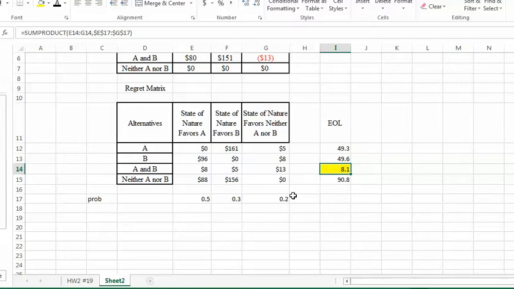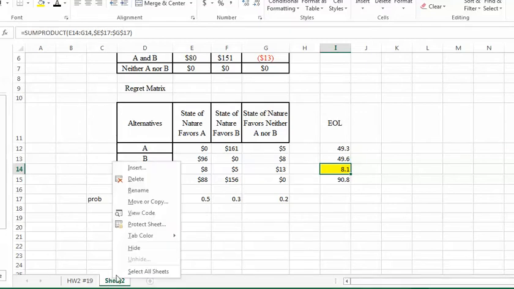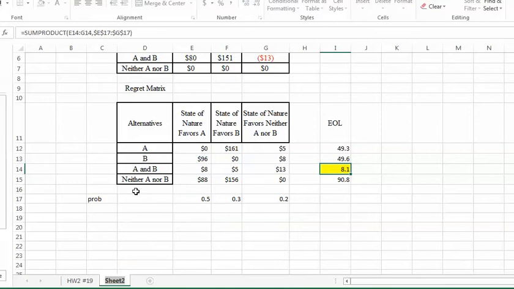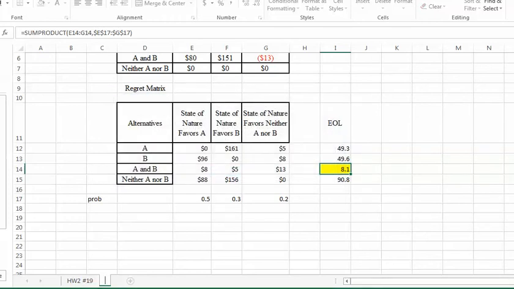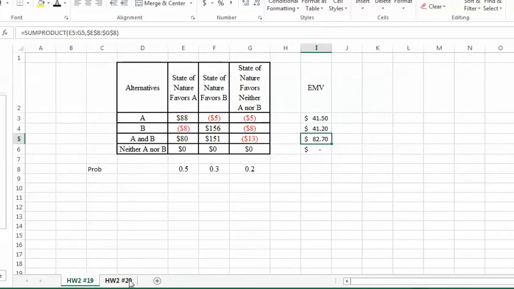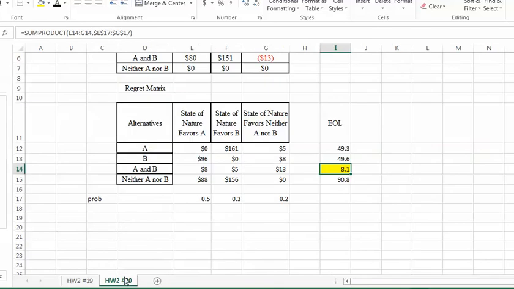So I hope this helped. I'm going to post this Excel sheet on Blackboard with these videos, so you'll be able to take a look. Now remember, I had number 19. Okay, so I'm going to do homework 2, number 20, and then you can also click and see number 19, which I did in the previous video.